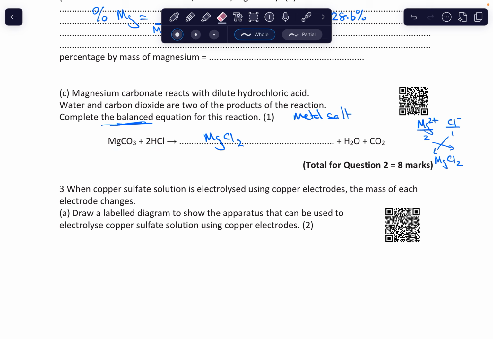We've then got to check, just make sure it's balanced. Because it's only worth 1 mark, I'm going to guess it is, but let's just make sure that we are confident with that. So there's 1 magnesium, 1 magnesium. There is 1 carbon, 1 carbon, 3 oxygens, 1 there, and 2 there is 3 oxygens. I've got 2 hydrogens here, 2 hydrogens, and I've got 2 chlorines and 2 chlorines here. So we have got a balanced equation.